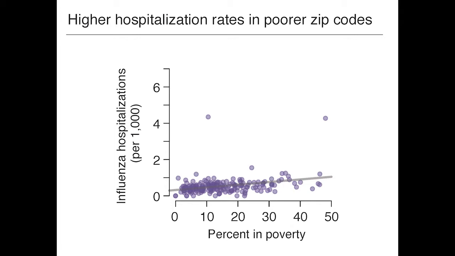Now this is a rate, so it controls for differences in the number of people that live there, but you actually have more people living in the more impoverished zip codes. So you have a higher rate of hospitalization, you also have a higher absolute number of hospitalizations because you have more people living there. So what the state of Texas asked us to do is to find out whether we could predict these inpatient hospitalizations.